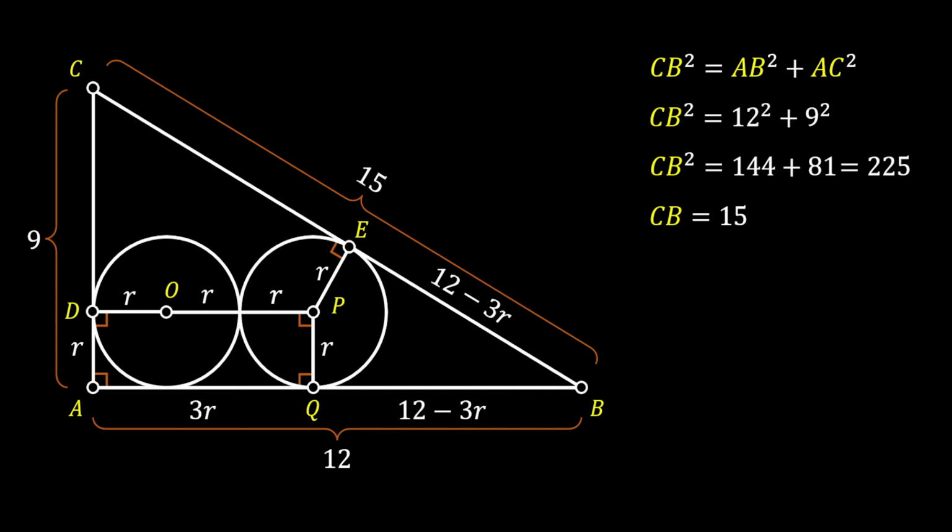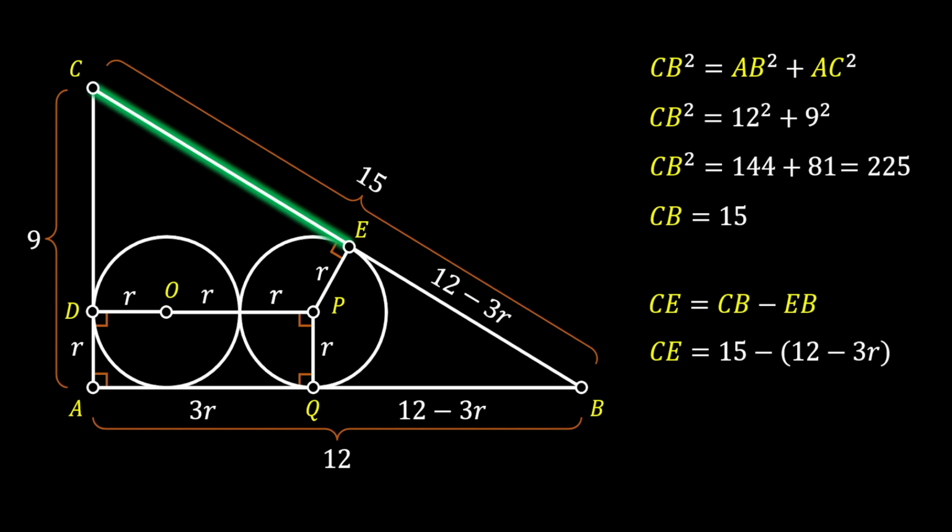Alright, so now since we have our hypotenuse, we can try to find the length CE. This length will be equal to the difference between the hypotenuse CB and the segment EB, which we got earlier. So we can substitute our values and get the following. From here we can simplify and get that the line CE is equal to 3 plus 3r.